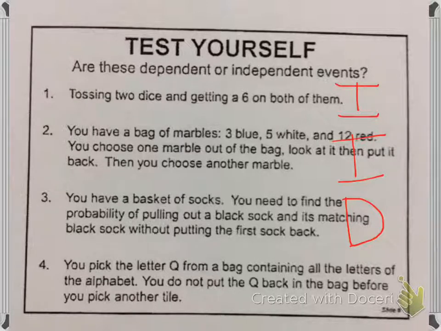Number 4, you pick the letter Q from a bag containing all the letters of the alphabet. You do not put the Q back in the bag before you pick another. Again, that first probability is going to affect the second probability, so it depends on the first probability. It is dependent.